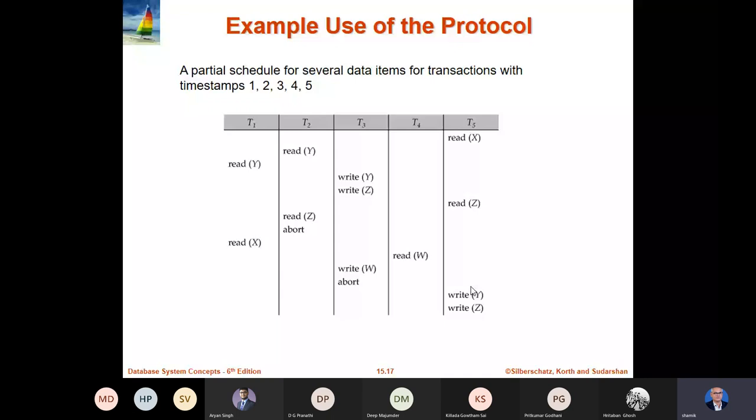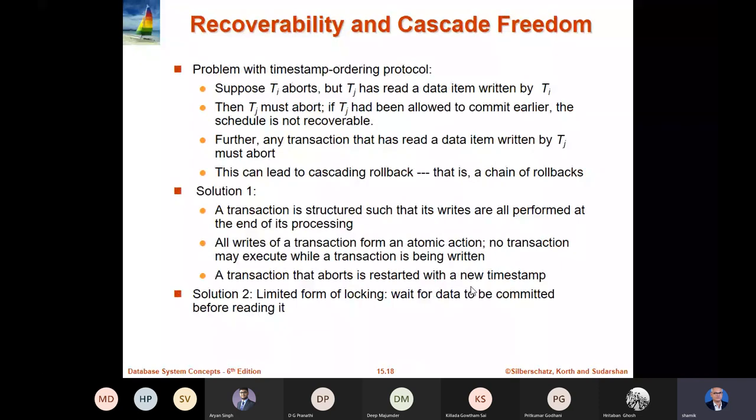So, recoverability and cascade freedom. Problem with the timestamp ordering protocol: suppose Ti aborts, but Tj has read a data item written by Ti, then Tj must also abort. If Tj had been allowed to commit earlier, the schedule will not be recoverable. Further, any transaction that has read a data item written by Tj also must abort. This can lead to a cascading rollback, that is, a chain of rollbacks, which we have discussed before.